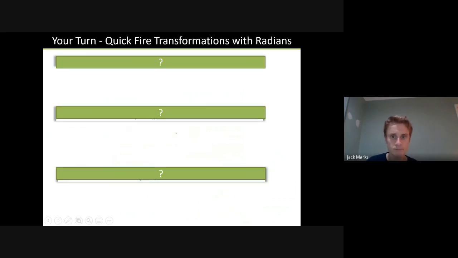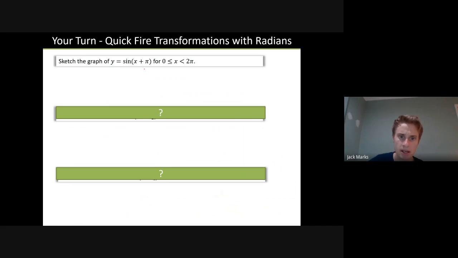Okay, so some quick questions. Let's have a think. X plus pi. So again, this is left by 180 degrees. If you draw the original, that's 90, that's 180. So it's a little bit like it's going to start there instead.